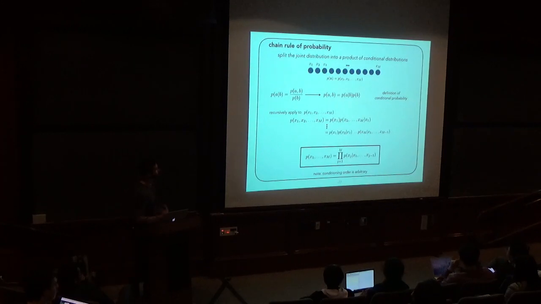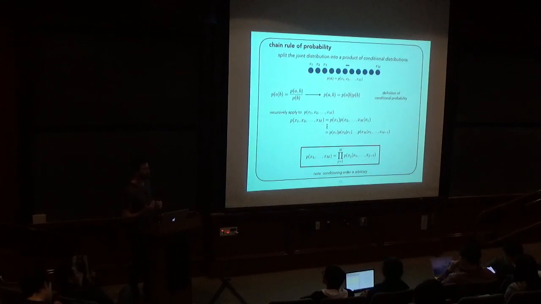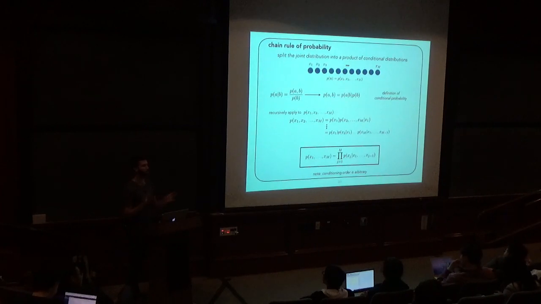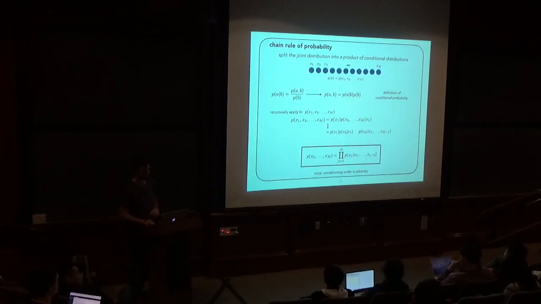Even though I've gone through it in this sequential order, and often it makes sense to consider a sequence in sequential order, you can write this for any order. Any conditioning order is a valid way of splitting up a joint distribution.